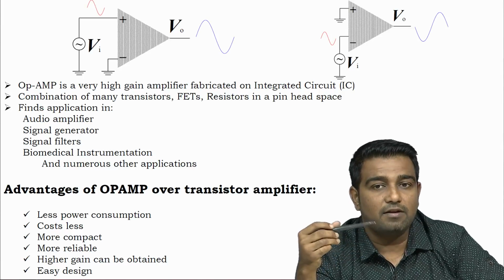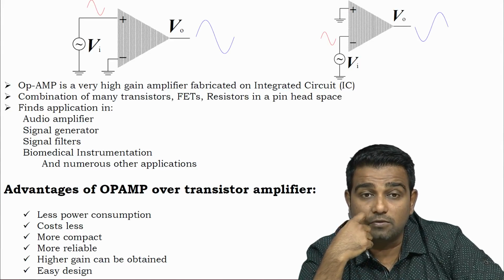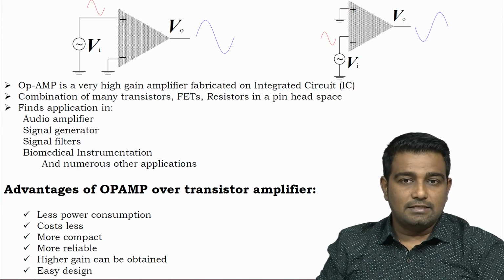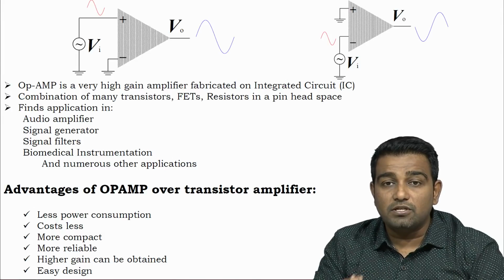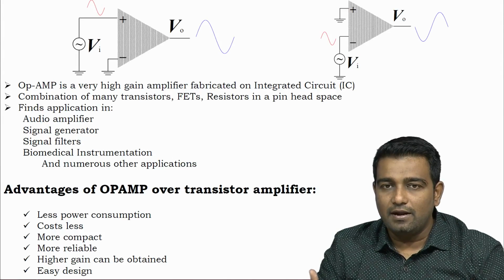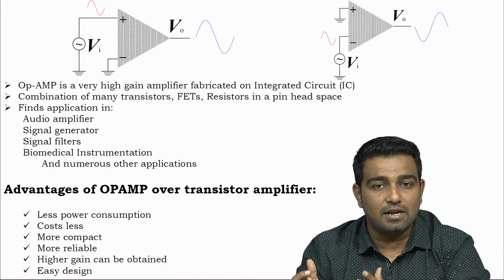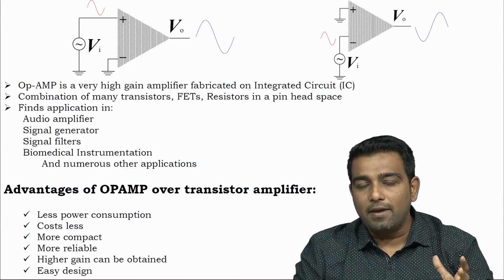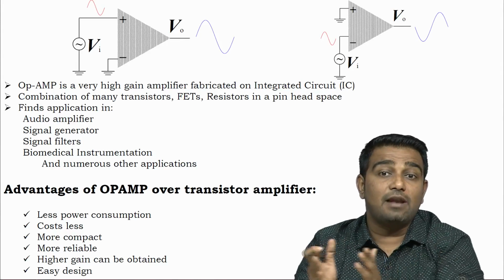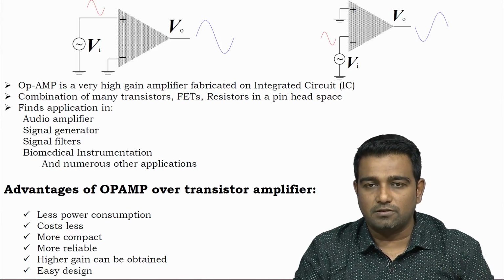So, there are several advantages listed over here, right: less power consumption, it costs less, it can be manufactured in bulk, more reliable, easy operation, easy design. These are the advantages of the operational amplifier over the transistor amplifier. That is why this course is designed to use the op amp for several applications, right, not transistor-based amplifiers.